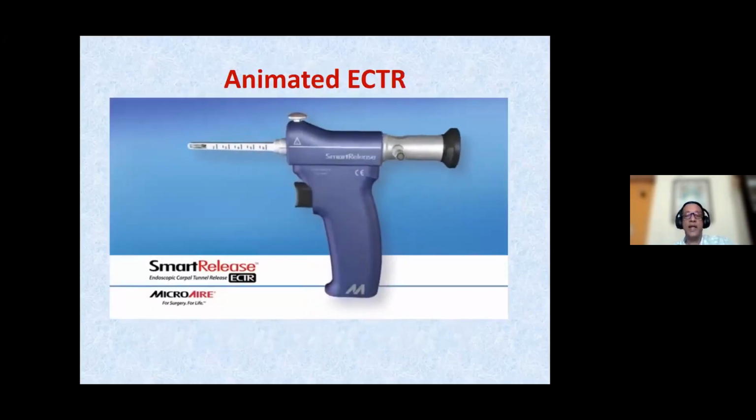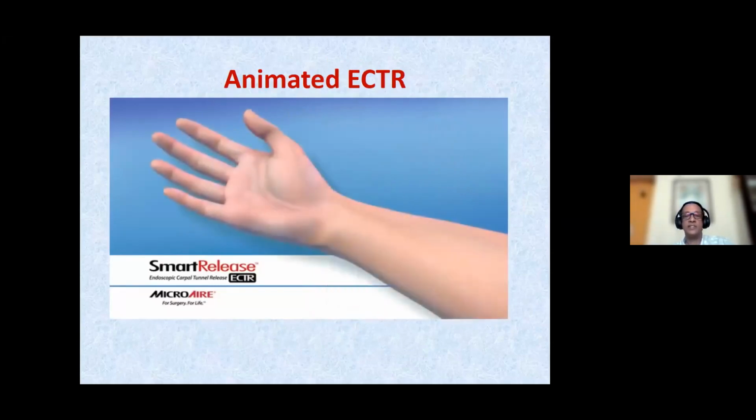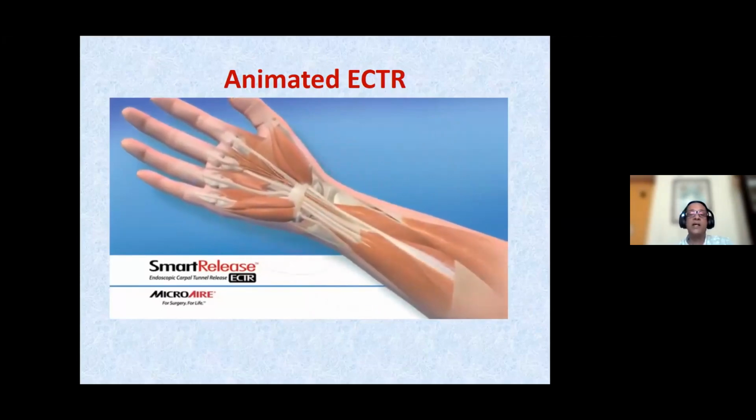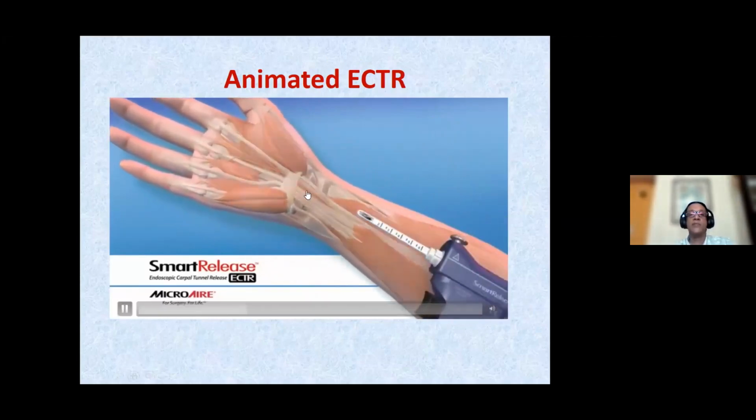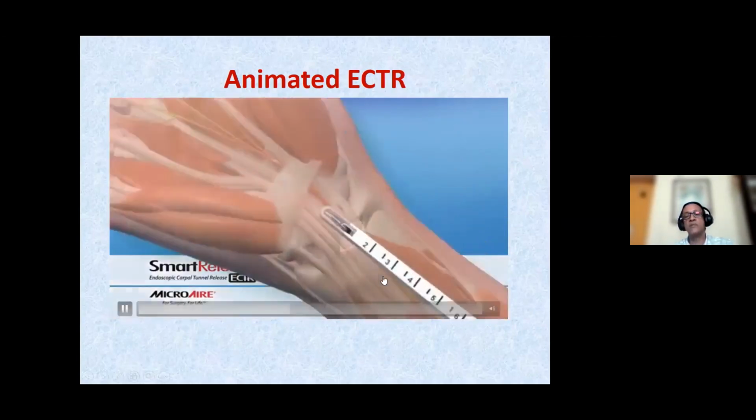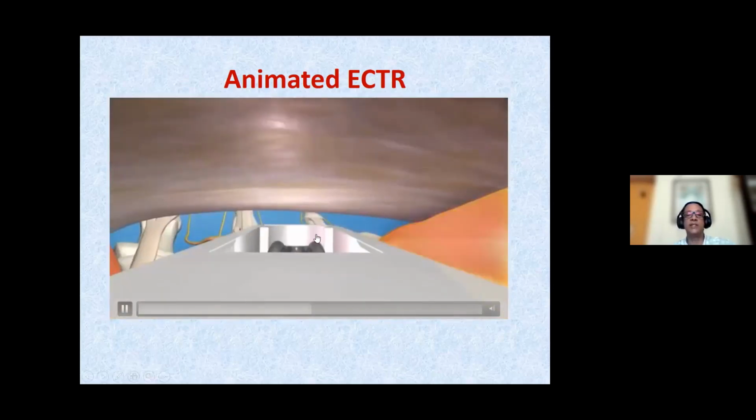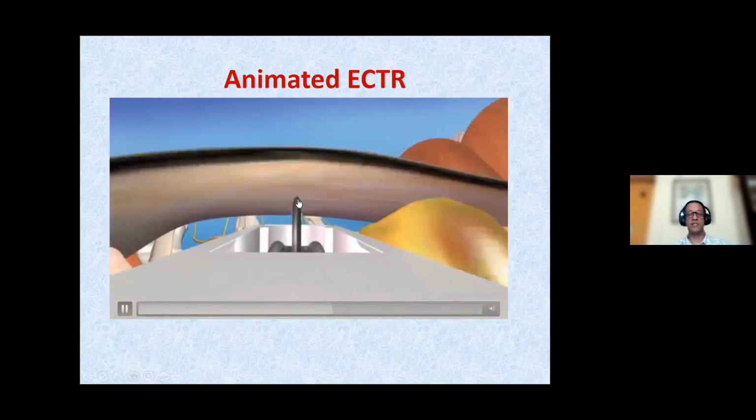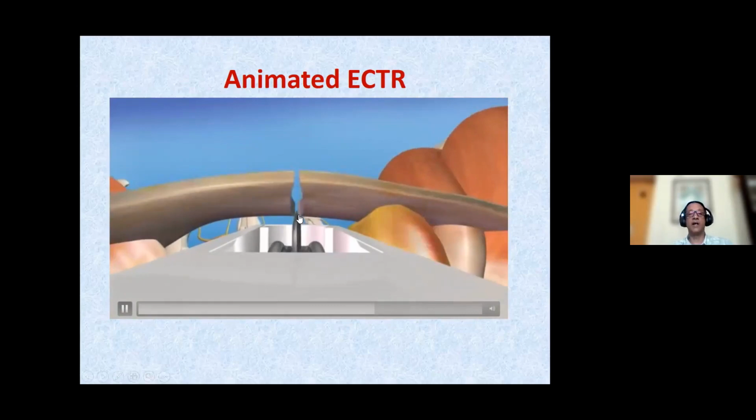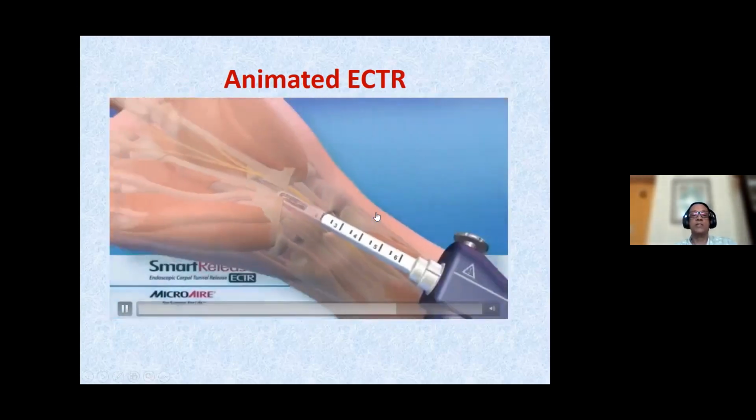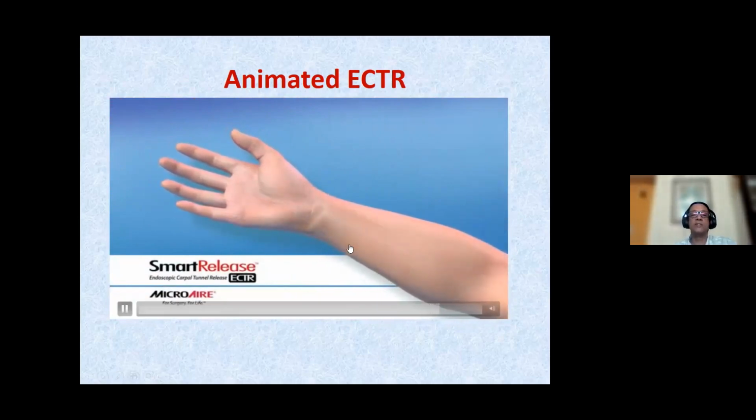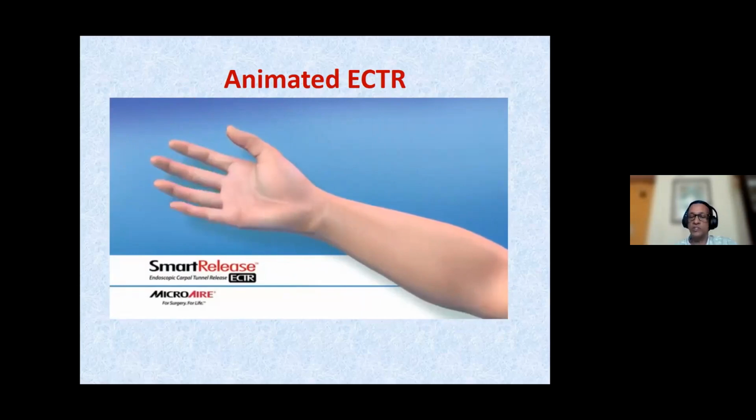This is an animated video wherein, as I said, that's the gun that you use. A small incision is made at the wrist crease, and through that, this gun is passed. Here is the blade, which on pressing the lever rises up. So you actually enter into the carpal tunnel. The ligament is above you, and then by pressing the lever, the knife goes up and you cut it from inside out. So that's how a ligament is cut. And then once the scope is removed, that small incision is sutured with maybe 1 or 2 sutures.